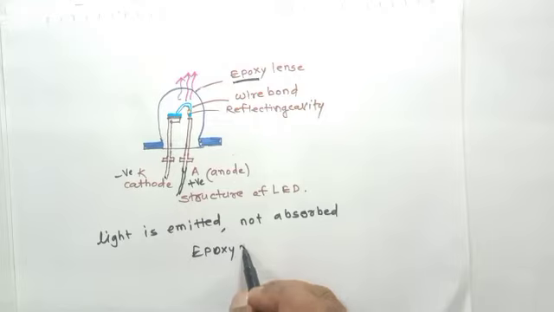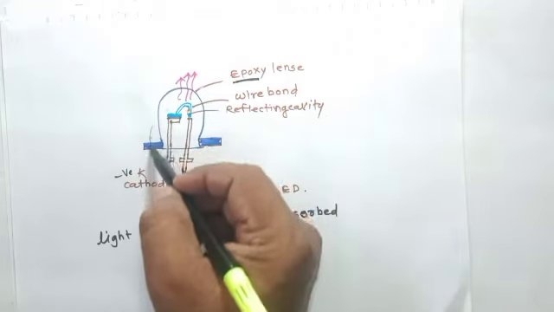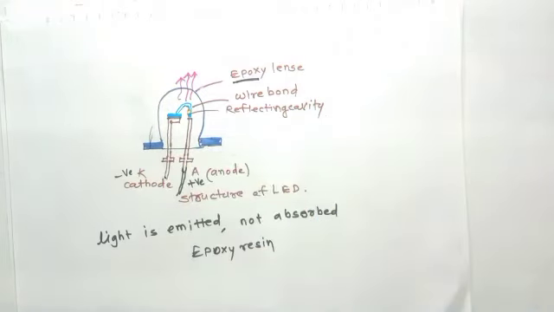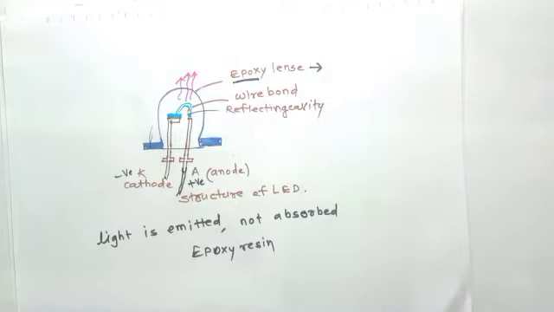Epoxy resin. This epoxy resin body is constructed in such a way that photons emitted by the junction are reflected away from the surrounding substrate base to which the diode is attached, and focused upward through the dome-shaped top of the LED, which itself acts as a lens. So we can say that it is an epoxy lens.